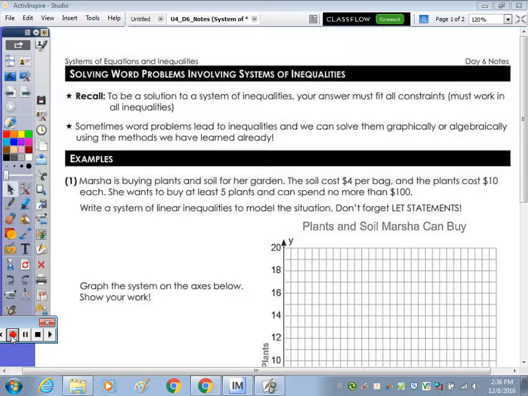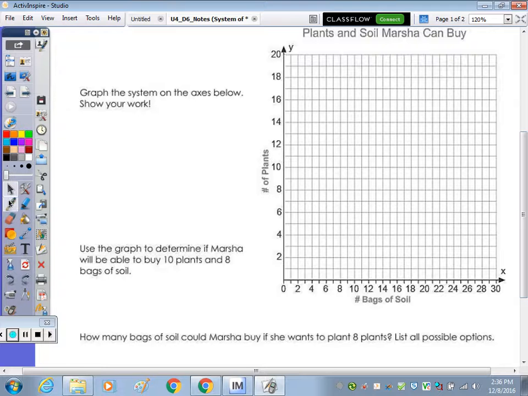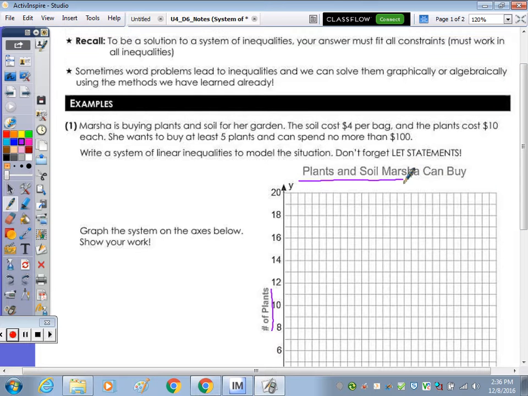So go ahead and read number 1, underlining your key statements. If you look at the actual grid, it tells you what your variable for x is and your variable for y is. On the grid, down below, it says our x-axis is number of bags of soil. So x is the number of bags of soil, where y is the number of plants. Title of the graph is plants and soil that Marcia can buy. So Marcia's buying plants and soil for her garden. The soil is going to cost $4 per bag, and the plants are $10 each. She wants to buy at least 5 plants and can spend no more than $100.